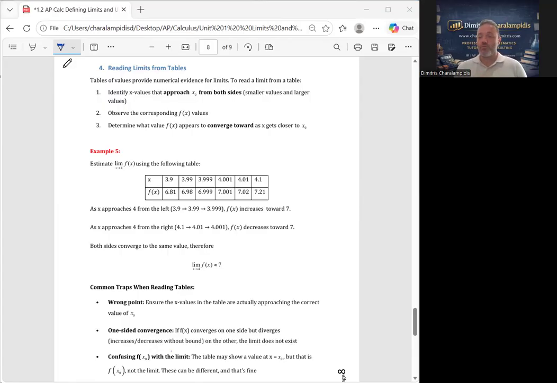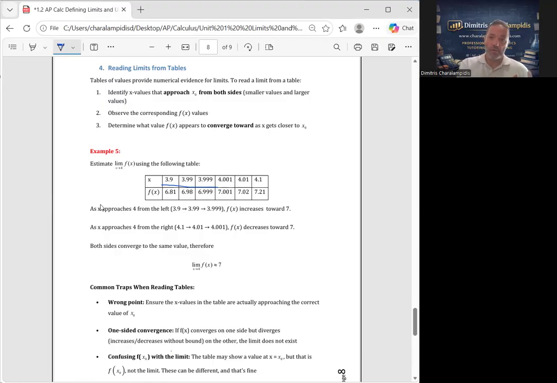Let's start with the values which are less than 4. These are 3.9, 3.99, and 3.999. These x values are moving closer and closer to 4 from the left. Now, let's look at the corresponding function values. What happens to the f of x's of these values? It's 6.81, 6.98, and 6.999. We can clearly see that they are approaching 7.